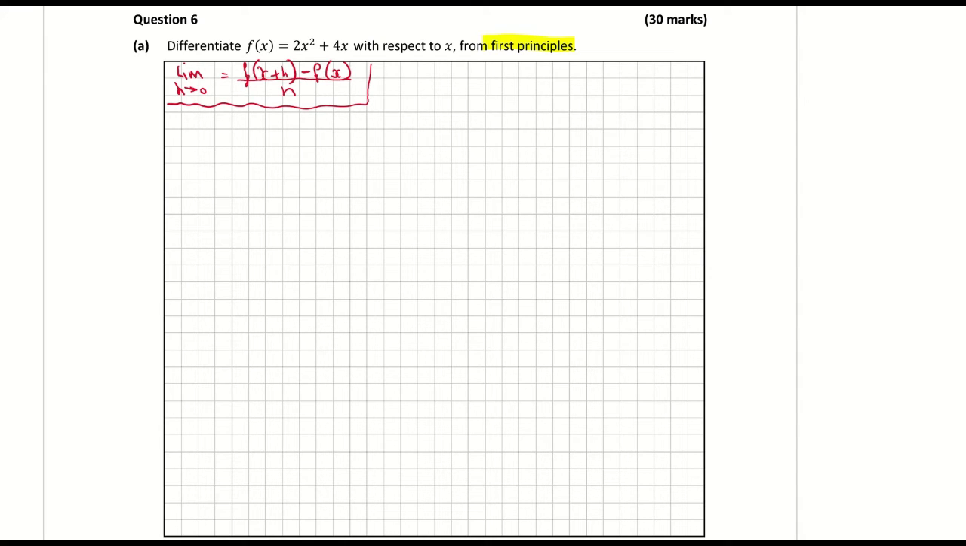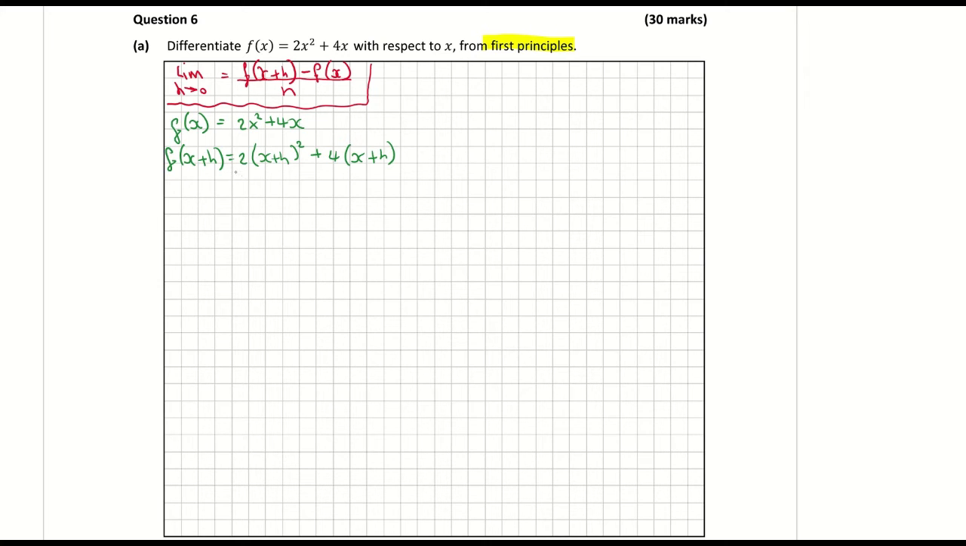Now, for my formula, I need f of x and I need f of x plus h. I know what f of x is, they give it to me in the question. It's given as 2x squared plus 4x. The next thing I need to find is f of x plus h. In this case, I'm basically subbing in x plus h for x. So I'm going 2 times x plus h, all squared, plus 4 times x plus h.